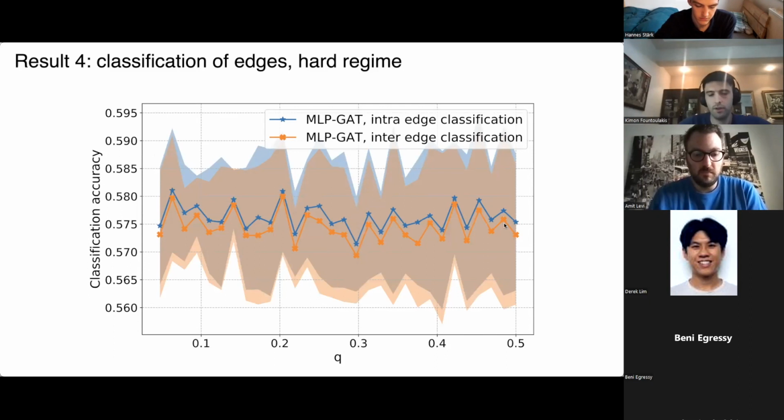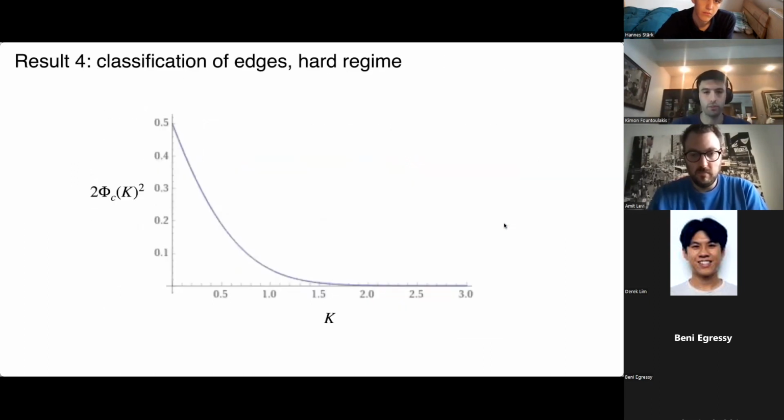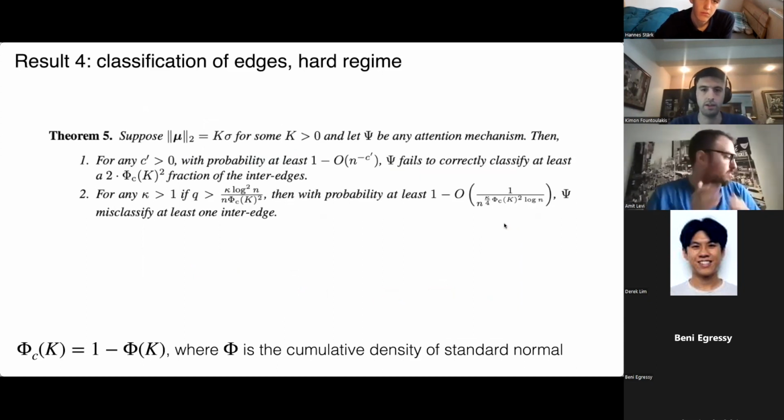Here is the theorem in the form of a plot again. You can see here that we have close to 60% classification accuracy for intra and inter edges as a function of q. Okay, so all the discussion so far was about some general attention mechanisms. Oh, by the way, I forgot to mention, the negative regime is for any attention mechanism. It's not only for the specific psi function that I showed earlier in the easy regime. This result is for any attention mechanism psi.